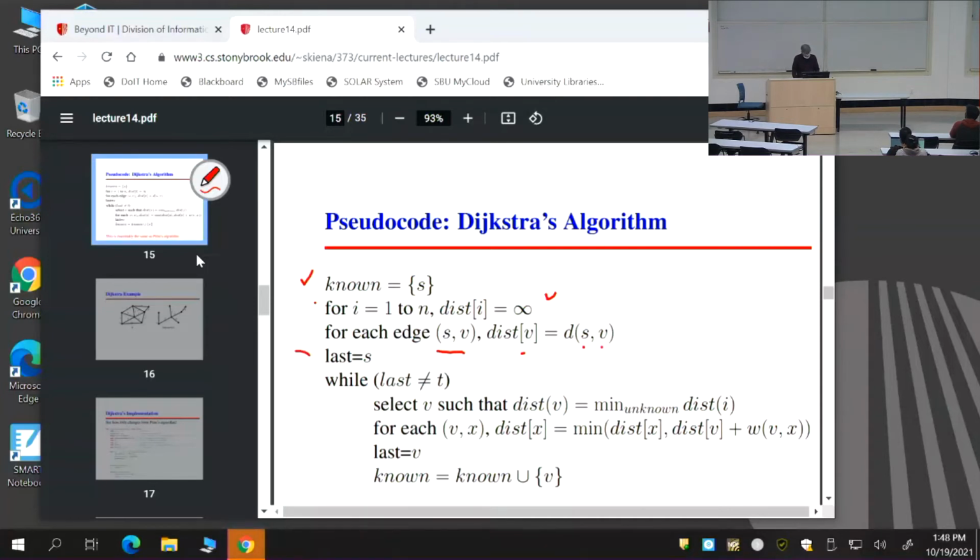What am I going to do? While the last vertex I added is not my destination, if I want to find the shortest path from S to T, I'm going to select the next vertex that is not in the tree, that is closest to being in the tree. Then once I've added V to my shortest path spanning tree, I am now going to update the consequences of this. The distance to every other vertex X is either the cost of getting to X so far, or I found a cheaper way to get to X by the cost of getting to V, plus the cost of the edge from V to X. Any questions about this?